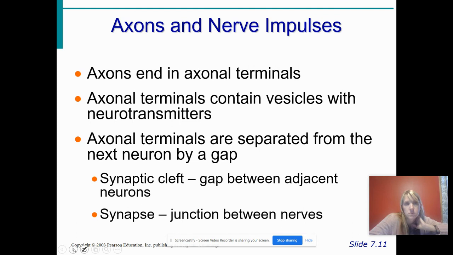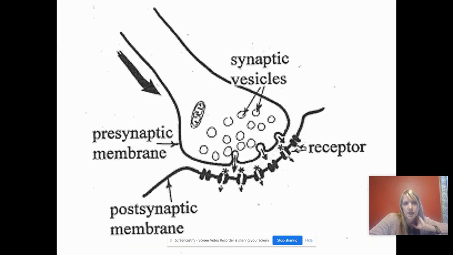Okay, so axons end at axon terminals, and that's where the neurotransmitters are released. And there's a synaptic cleft between them, which we talked about. So right here, this is the end of an axon. Each of these vesicles holds neurotransmitters. And depending upon the job that needs to be done, we're going to talk about skeletal muscle activity, because that's the voluntary one we just talked about in chapter 6.